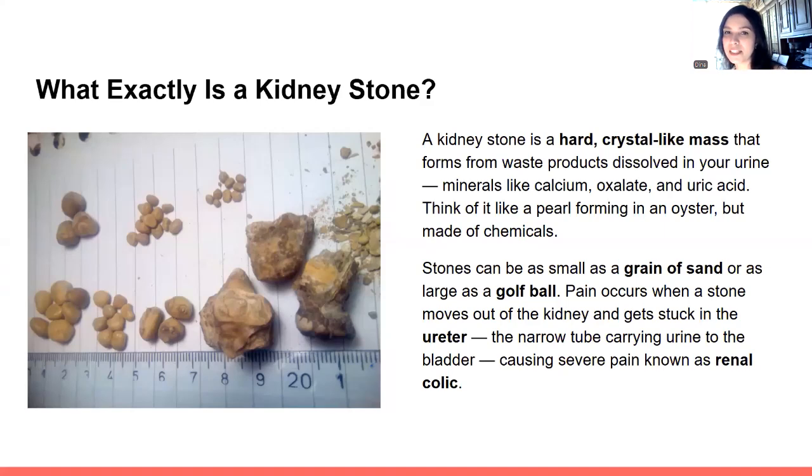What is a kidney stone? It's a hard crystal-like mass that forms from waste products dissolved in your urine. It can be formed from minerals like calcium, oxalate, uric acid, and the size of these kidney stones can be different. In many cases, it's just a grain of sand, very tiny, or in some cases, it could be very large, occupying the whole kidney and causing obstruction, and also very, very severe pain, which we call a renal colic.